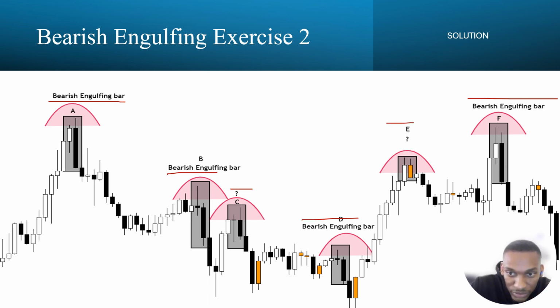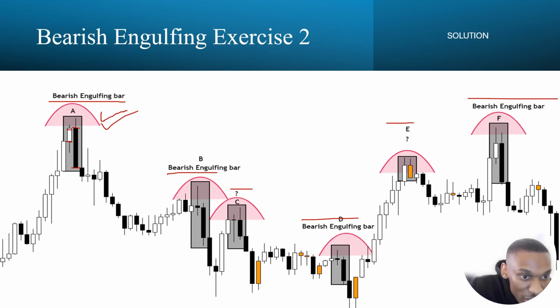the first one, A. Remember the conditions. The first condition, there has to be 2 candlesticks. So from A, the pattern consists of 2 candlesticks, which is correct, as you can see. The second candlestick body is longer than the first one. So this is the body of the second one. This is the body of the first. Clearly, it is longer.